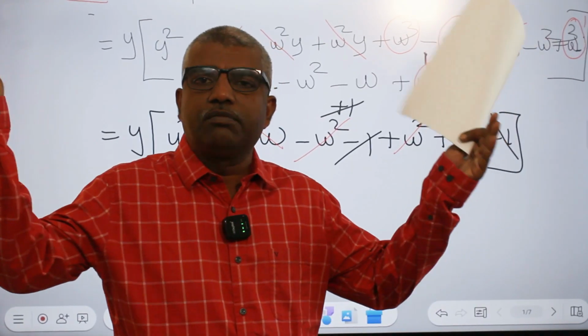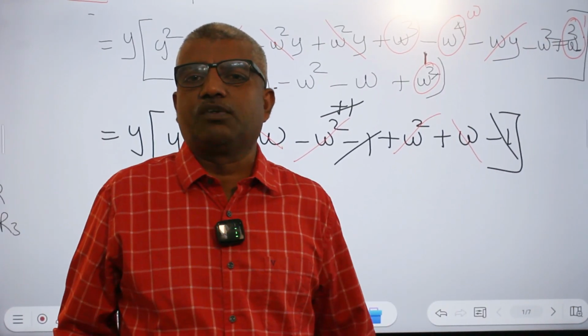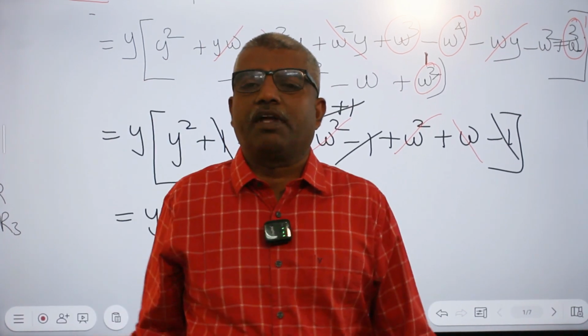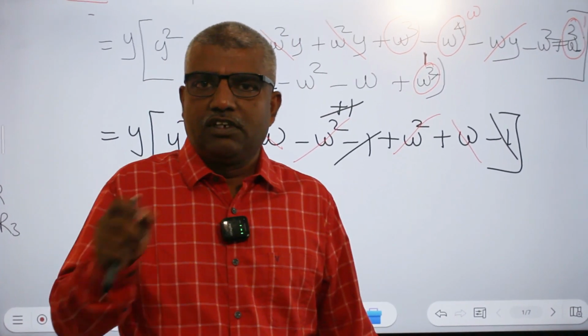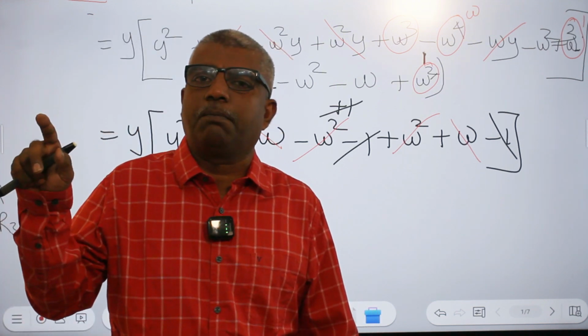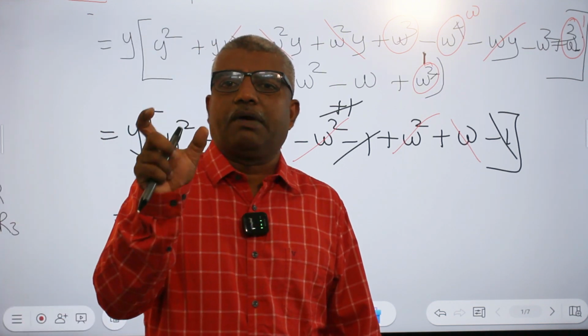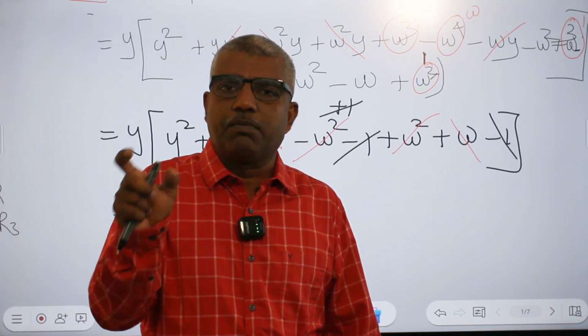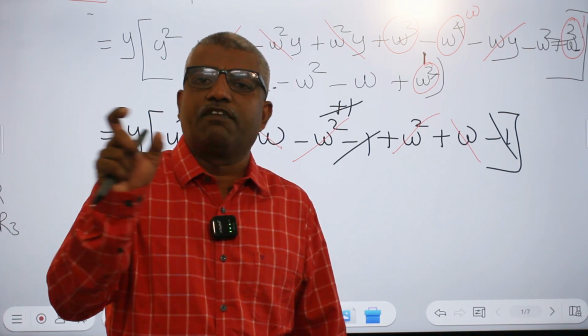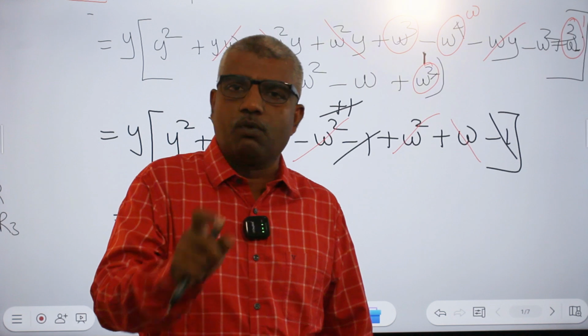Then in the column, C1 equals C1 plus C2 plus C3. Then 1 plus omega plus omega squared is 0. What will become in column 1? Y plus 1 plus omega squared will come. 1 plus omega plus omega squared will become 0. So y plus 1 plus omega plus omega squared will be y plus 0, it will be y.